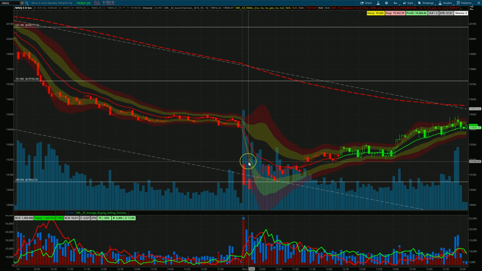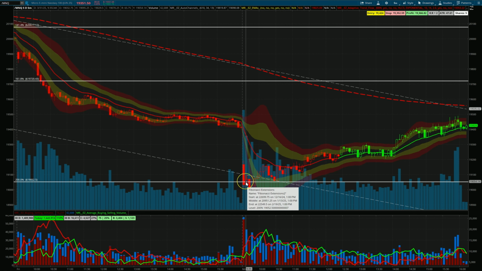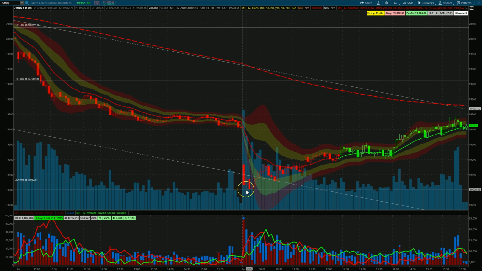outside of the standard deviations. I mean, this is prime for a reversal. You just had to be patient, that's all. A lot of selling going on. Selling pressure, pressure, pressure. A lot of selling going on.